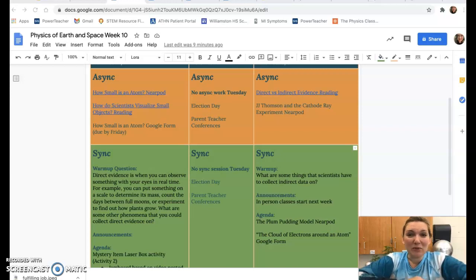So we're going to start off with a Nearpod this morning. How small is an atom? And then you're going to go into a reading about how do scientists visualize small objects, because atoms are too small for us to see with our eyes. So how can we know that they're there, and how can we know about them if we can't see them? That's what we're going to learn with that one. We're going to talk about direct evidence versus indirect evidence, and then we're going to show you a video demo of a way that you can collect some indirect evidence about what is inside of a mystery box.